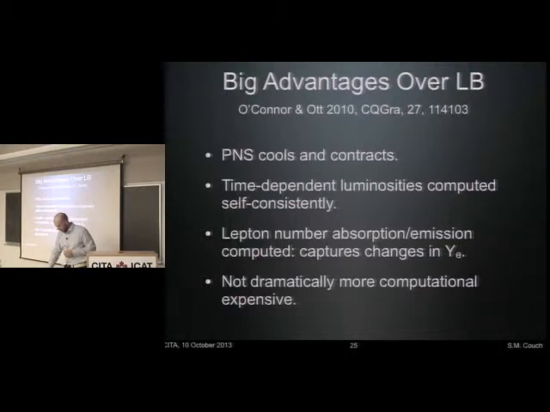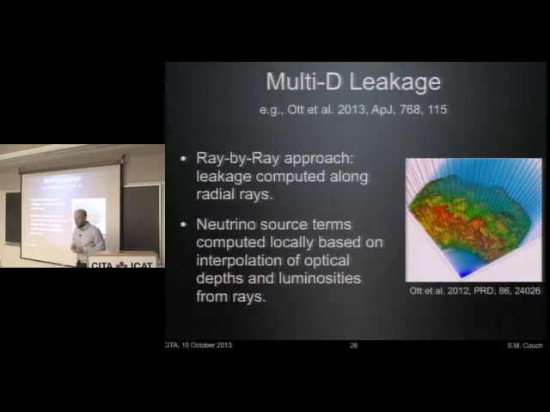It's Evan's scheme. So in multi-D, we follow O'Connor and Ott 2012 and 2013 and do a ray-by-ray approach. So the leakage is only computed radially along many of these rays. And then we interpolate the important quantities such as optical depth back onto the hydro grid before computing the local source terms. This is an approach that you can read about in these papers and eventually our papers, but it works fairly well.